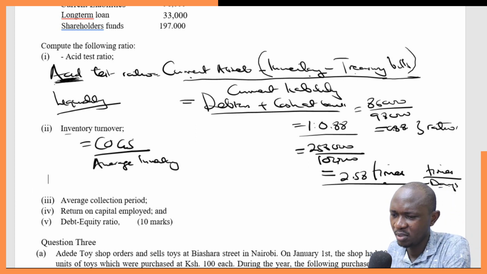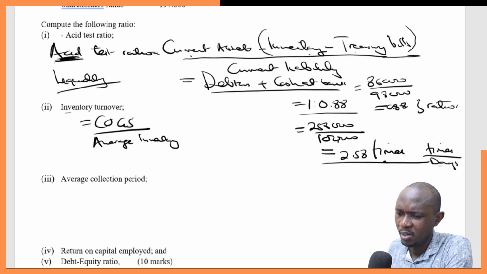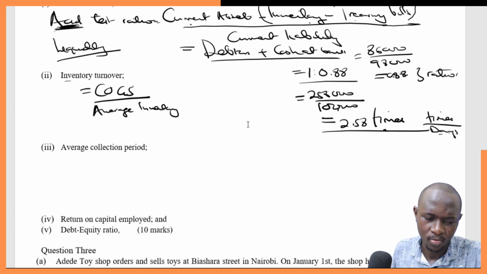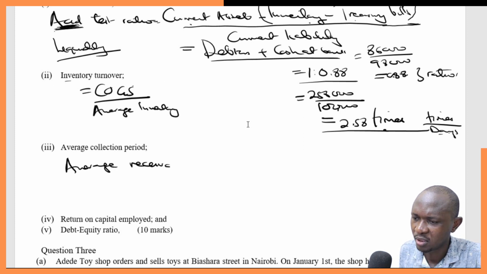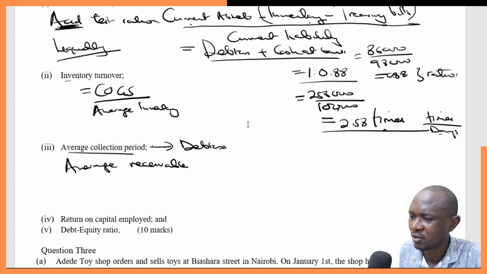The third item is average collection period. The formula is average receivables over... The question we're asking here is how long will it take for us to collect money? And we collect money, of course, from the debtors. We can only collect money from what we've sold. So the two main variables are sales and debtors.